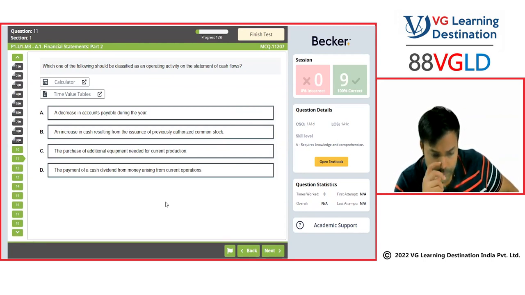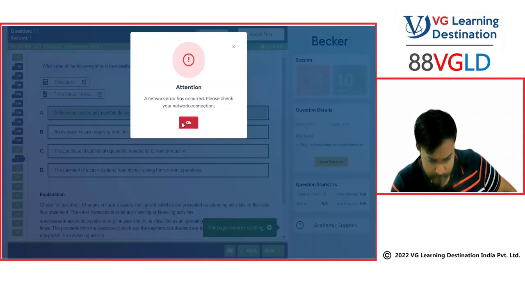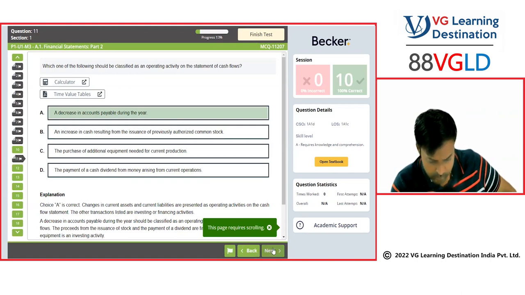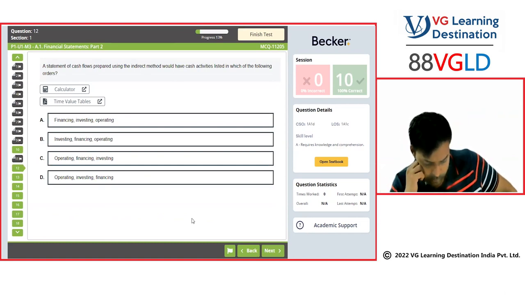Which of the following, everyone, which of the following should be classified as operating activities? Decrease in the accounts payable. Correct. Excellent. Cash dividend, Parminder, is going to be FA.